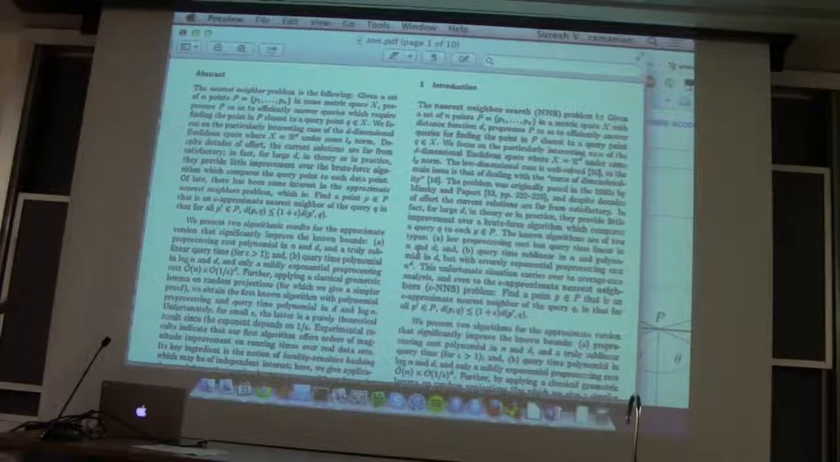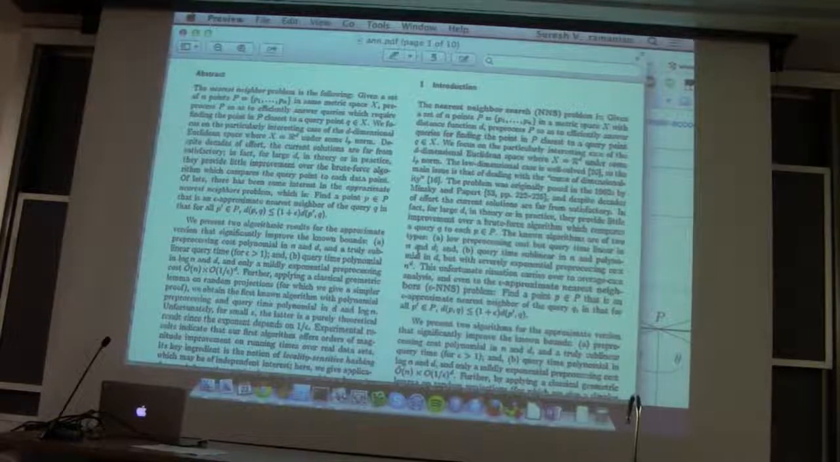We present two algorithmic results for the approximate version. Okay, fine, we just forget all that nearest neighbor stuff. We just worry about the approximate neighbor. That significantly improved the known problems. Marketing. Preprocessing cost polynomial in n and d. What's d? The distance? Oh, now they mean d, the dimension again. That d up there. Again, I'm not quite sure, but probably that's what it means. And then truly sublinear, blah, blah, blah. Okay, they got some bounds.